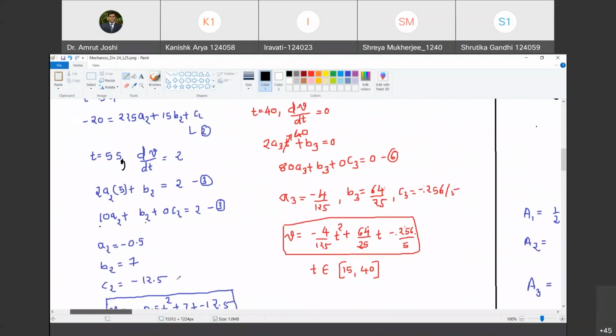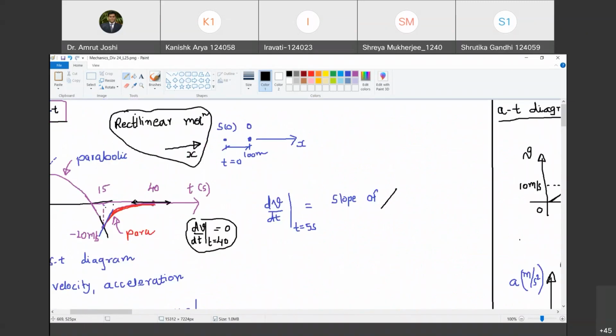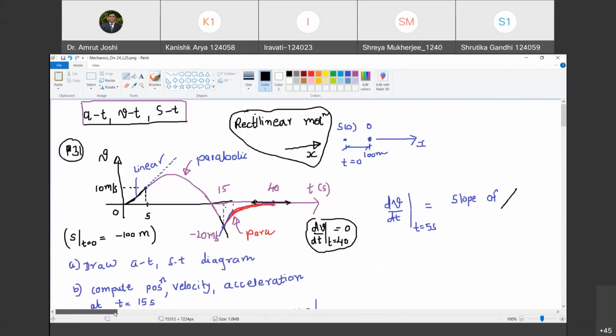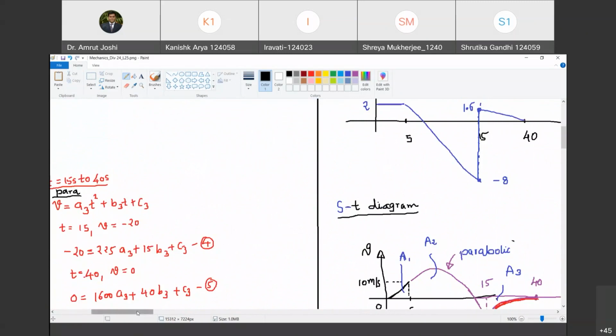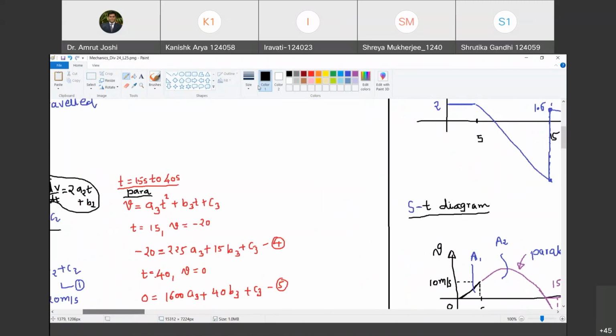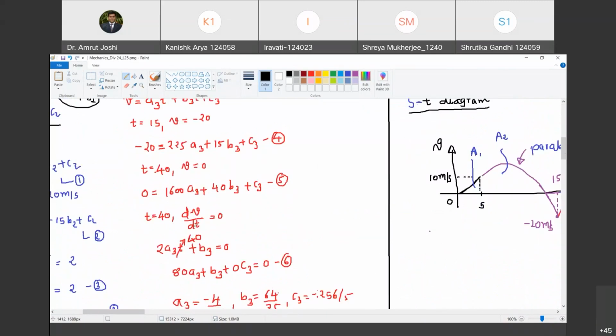What is the third condition? At time t equal to 40 seconds, dv by dt is 0 because the tangent drawn to the parabola at time t equal to 40 seconds is horizontal. Happy? Yes, sir. So the required information will be hidden in the problem in one way or the other. You need to just mathematically identify it. Are you with me? Yes. The realization of what is being said is important. Then you can find out all the equations. Happy? Yes, sir.